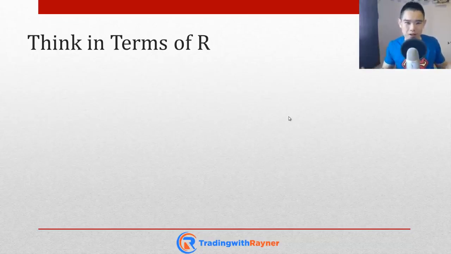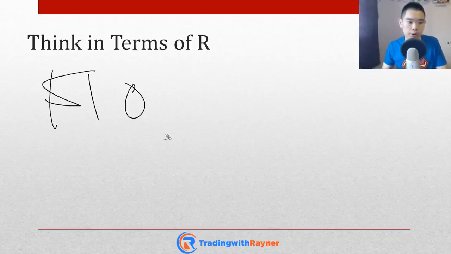So what is R? I'll explain. R is basically the return you make relative to the risk that you've taken. So let's say, for example, you risk $10 on a trade, and you make $100.